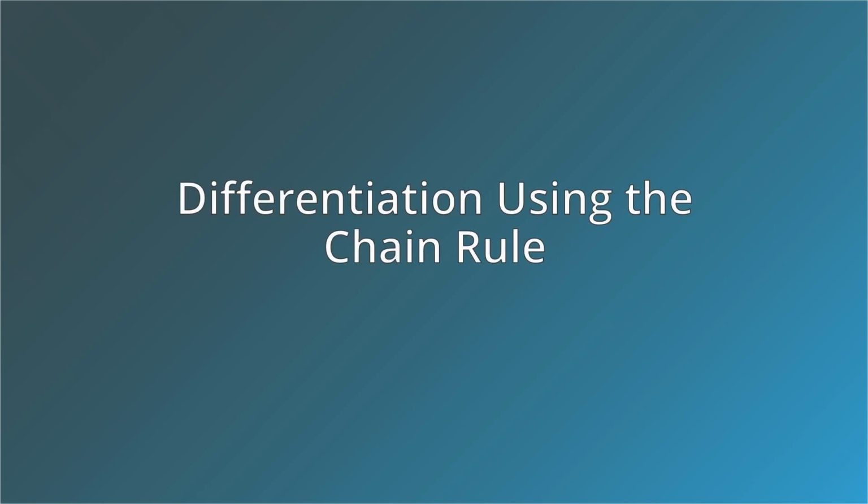In this video, we're performing differentiation using the chain rule. So for this example, we're differentiating the function y equals cos of x squared minus 5. We use the chain rule when we have a function of a function.